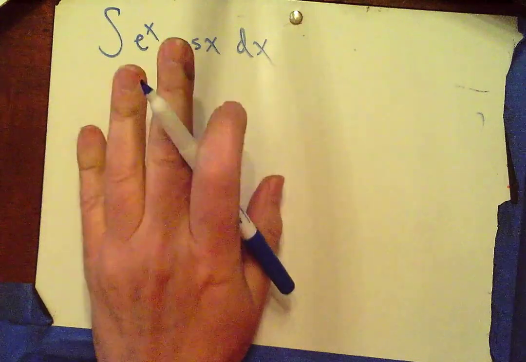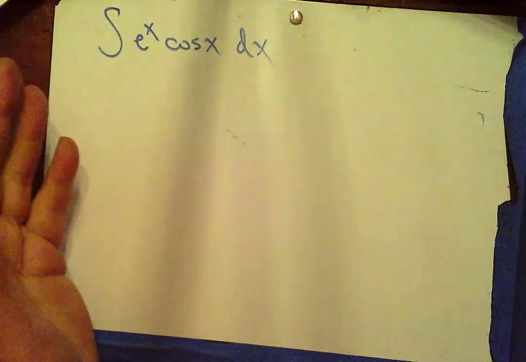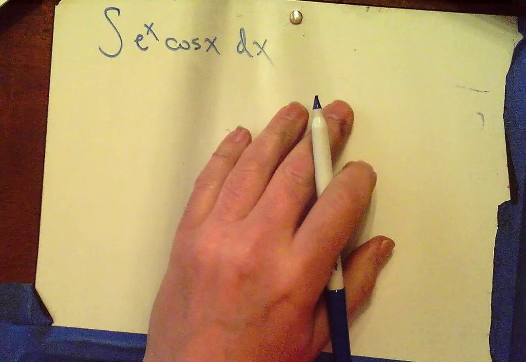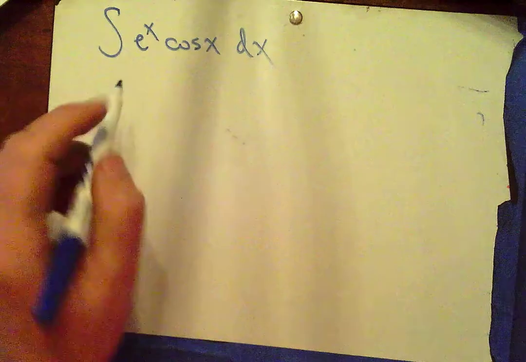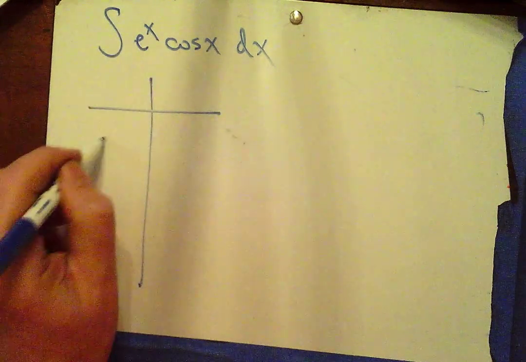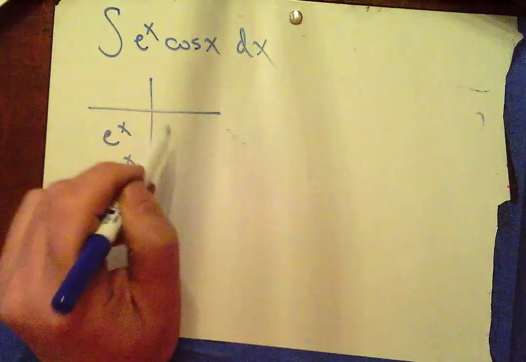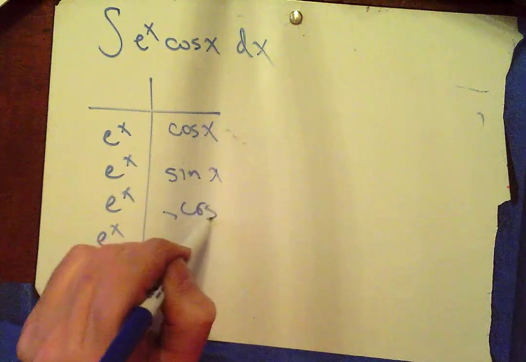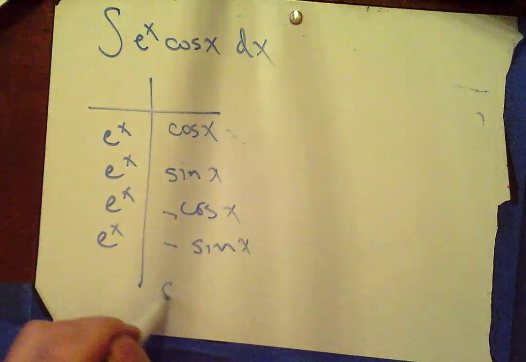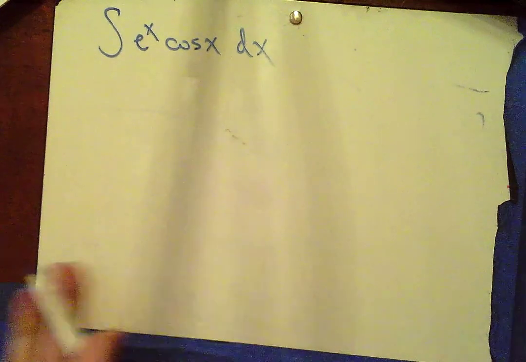I see a function and someone else's derivative. That's by parts. Tabular? Well, wait a second. If I choose this for my derivative, it never goes away. And if I choose this for my antiderivative, it also never goes away. This is a problem.